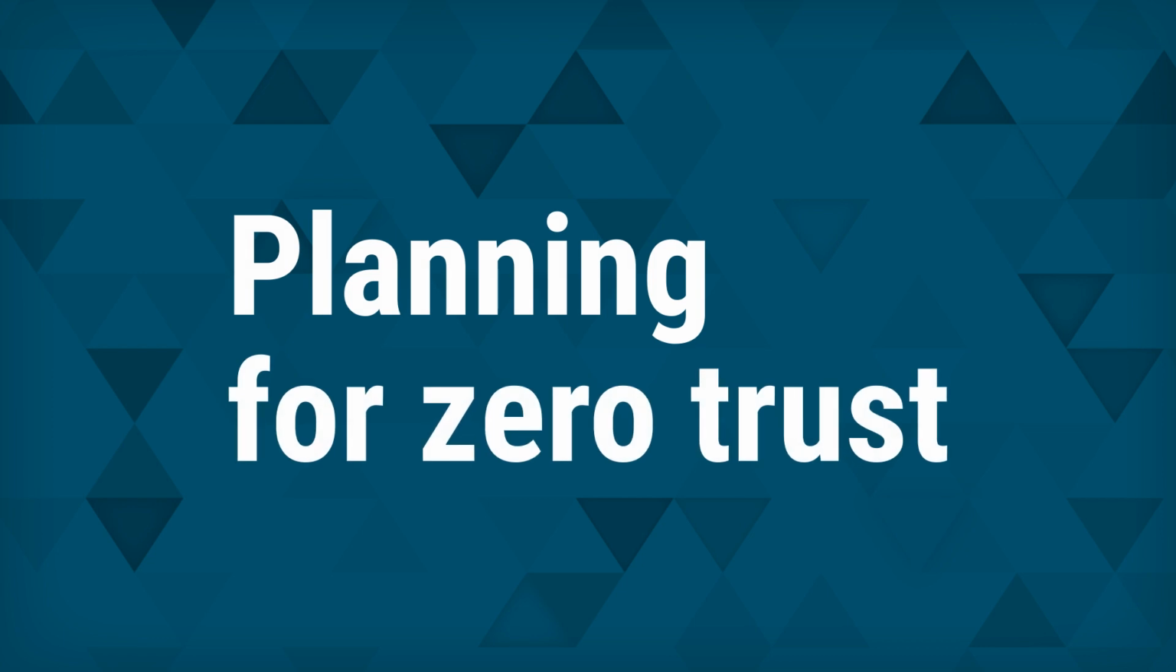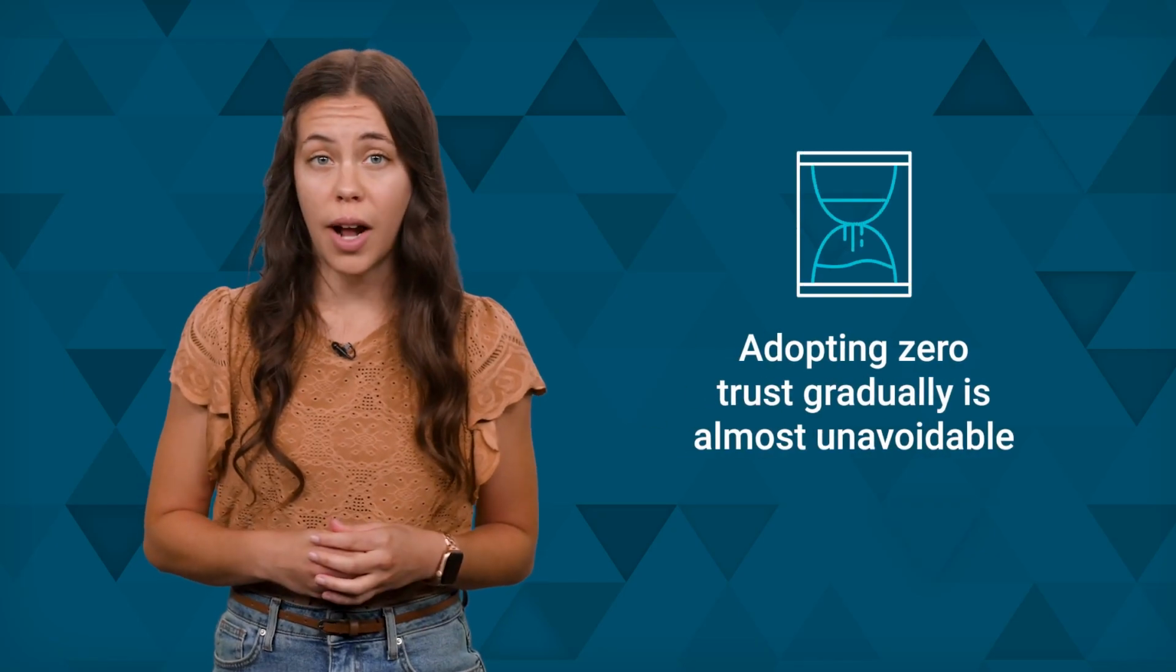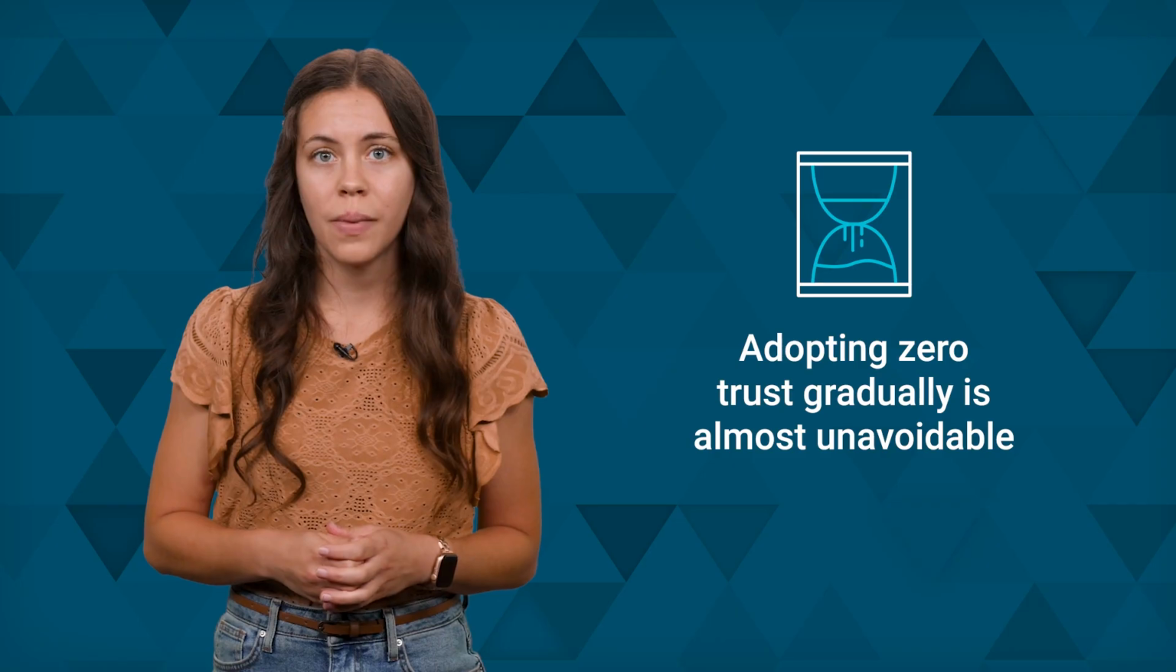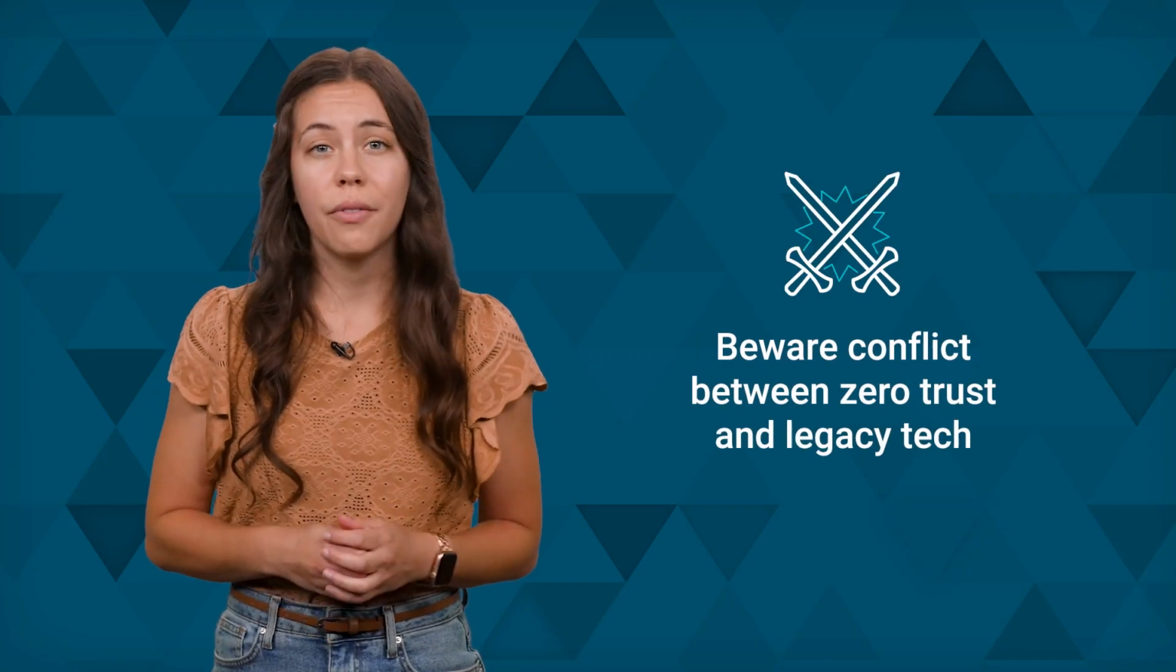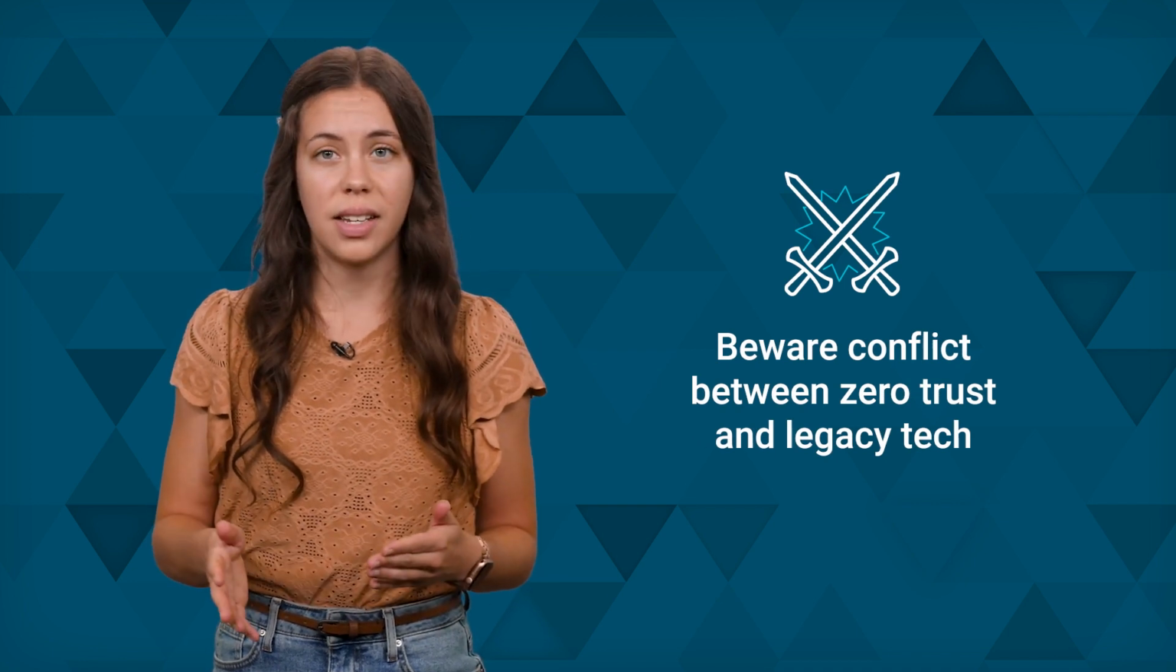A Zero Trust approach is excellent in theory, but often difficult to implement in practice. If your organization plans to implement a Zero Trust model, you should keep in mind some common challenges. First, adopting Zero Trust gradually is almost unavoidable. Because implicit trust is so ingrained in the traditional IT environment, it's virtually impossible to transition to a Zero Trust framework overnight. Also, beware the conflict between Zero Trust and legacy tech.